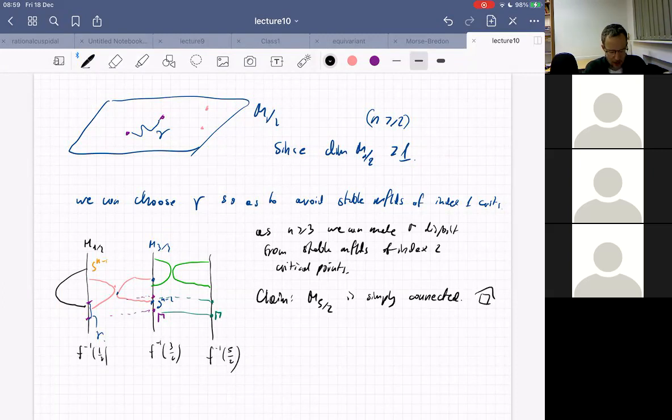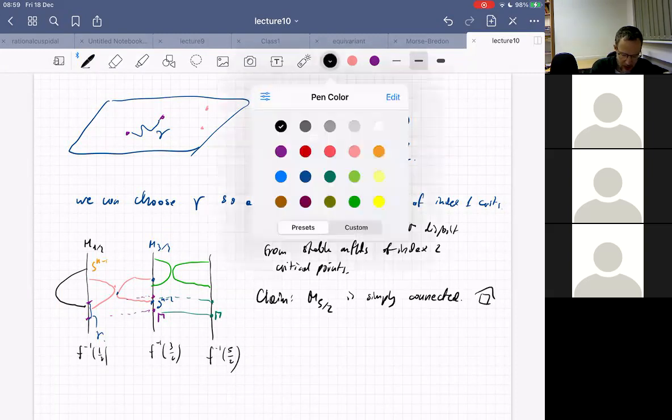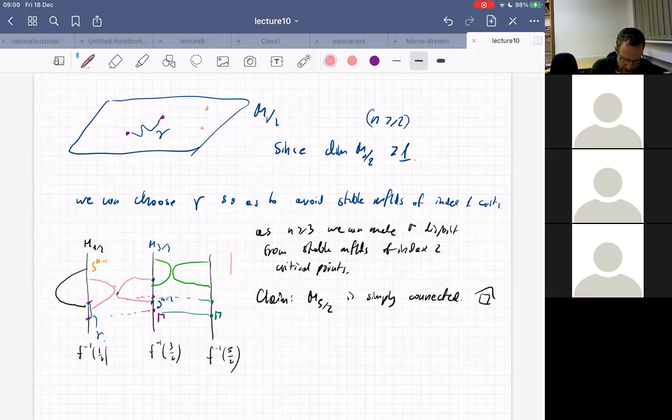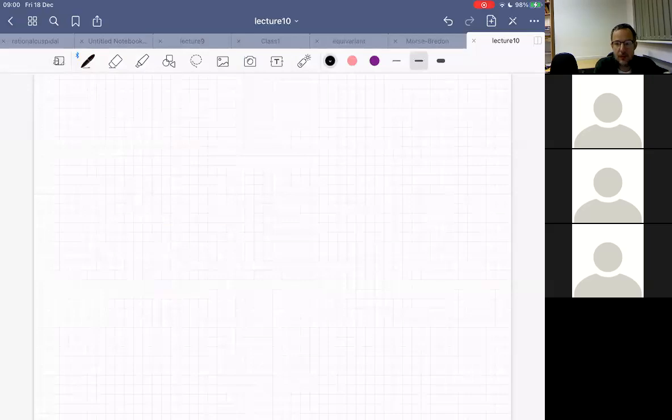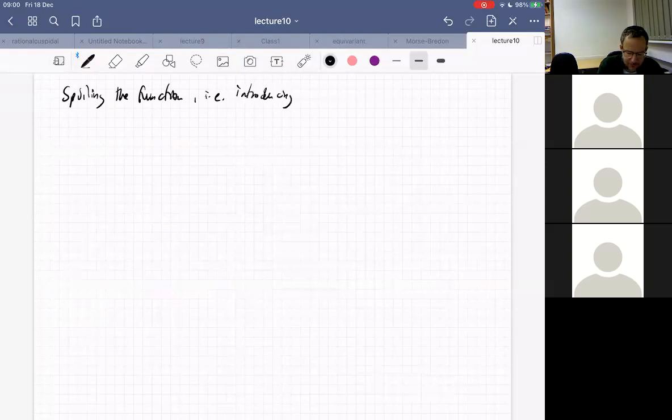And then the next part of the third step of the proof is that I want to create, on a nearby level set, a canceling pair of critical points. So I want to spoil the function F. So the next half step, or semi step, is spoiling the function, i.e. introducing a pair of critical points.